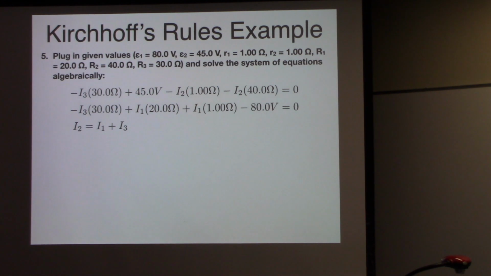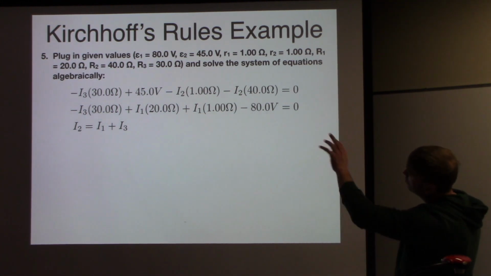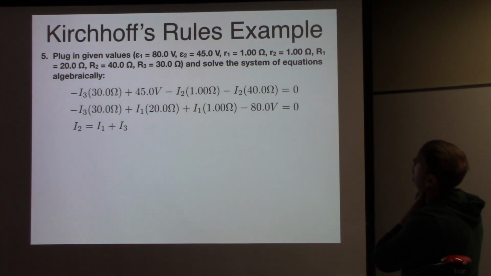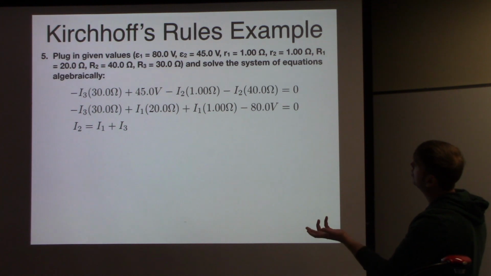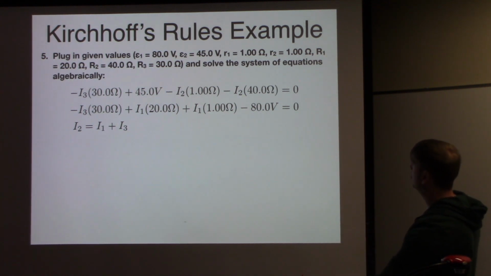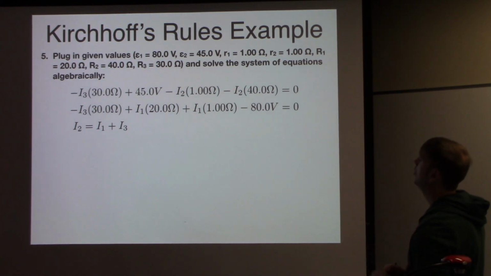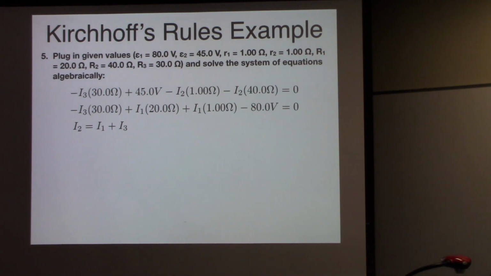Okay, so here is our 5th step. We've got our 3 equations. We wrote them down symbolically. So let's plug in every known value that we have, and then work out what the solution is using some algebra. Okay, so what were we given? Epsilon 1 was 80 volts, so plug in 80 volts wherever epsilon 1 appeared. Epsilon 2 was 45 volts, little r1 was 1 ohm, little r2 was also 1 ohm, and then the big R values are 20, 40, and 30 ohms for those 3 different resistors. Okay, so that's our system of equations that we need to solve.